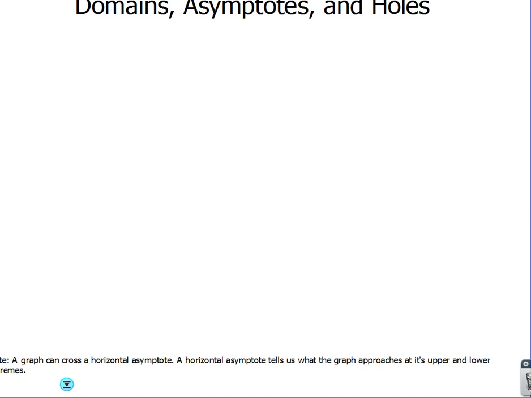Here's how you determine what kind of scenario you have. Let's first start out with vertical asymptotes versus holes. Vertical asymptote lines, holes.